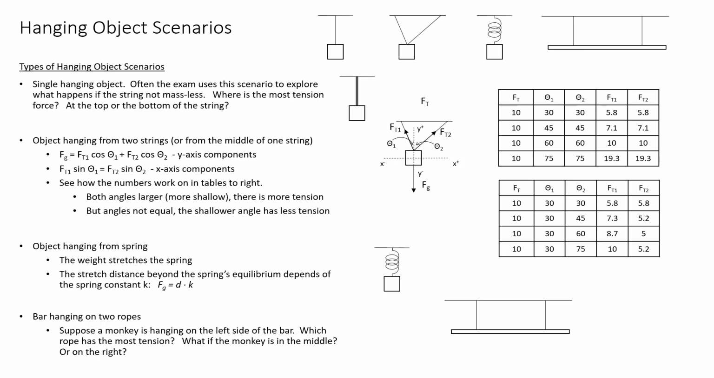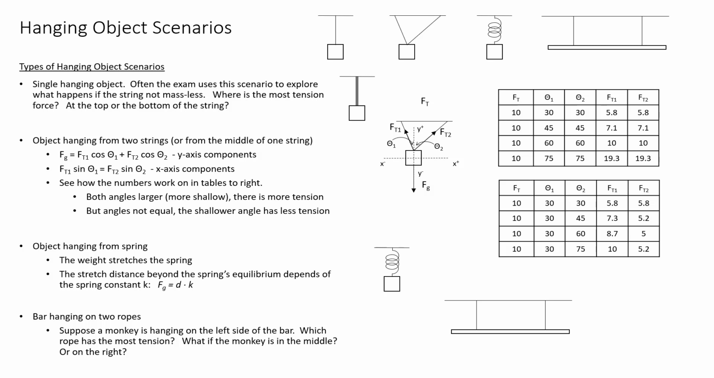And the second equation is the projection of each string onto the x-axis, and those two have to equal each other because there's no acceleration right or left. And using these two equations and plugging in the numbers, you could see in the table on the right, the first table has the two thetas the same. And if the thetas are small, and that is the strings are closer together, there isn't as much tension as if you spread the strings out and the theta is big, there'll be much more tension. And this is sort of counterintuitive, but this is the way it actually works.